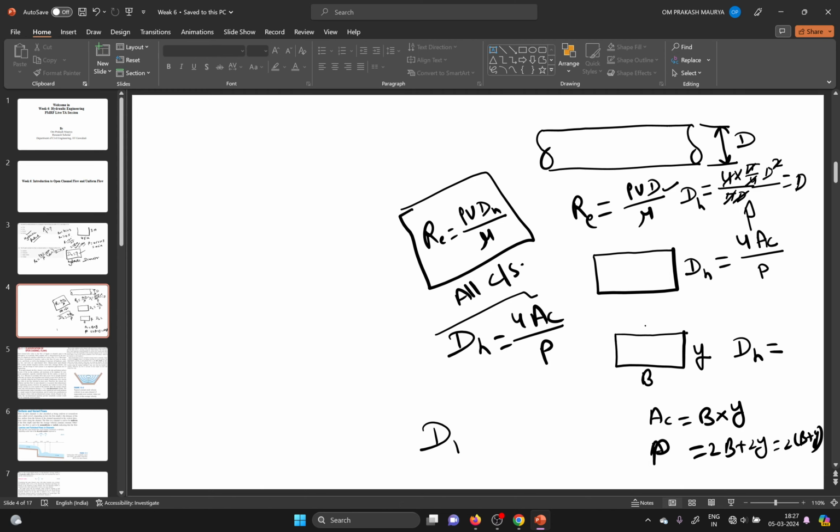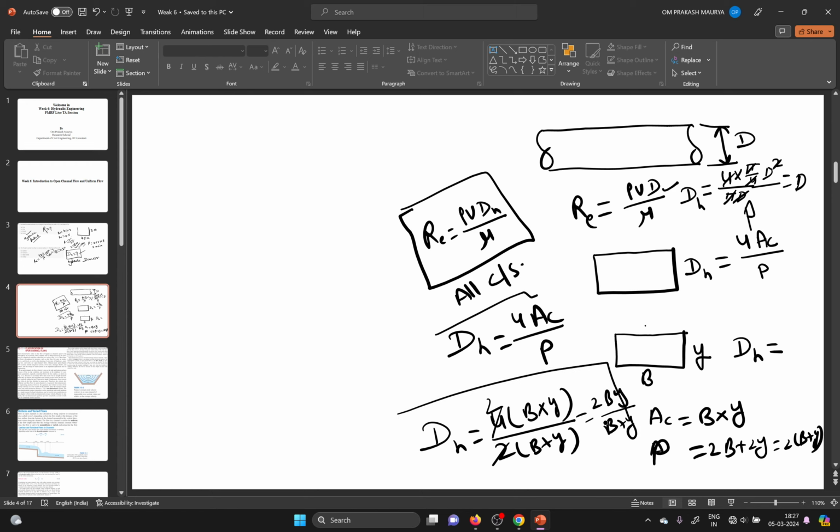So DH is how much? DH is 4 B into Y divided by 2 times B plus Y. So here it cancels, 2BY divided by B plus Y. So this is the DH in this case.